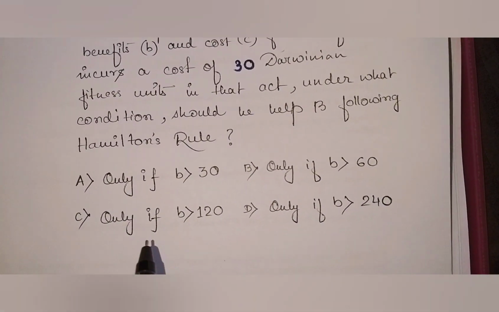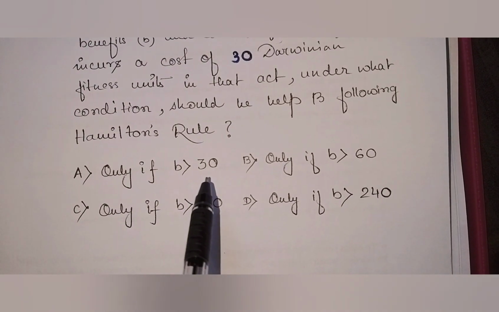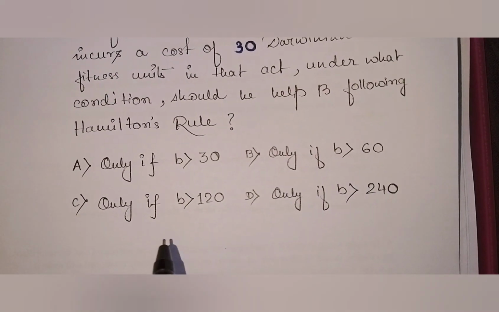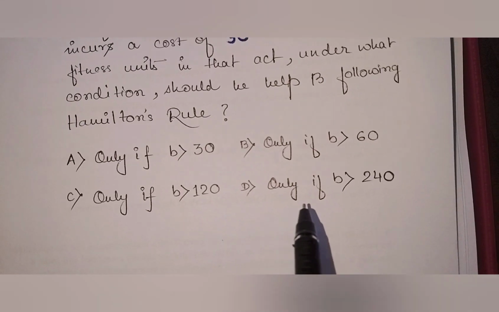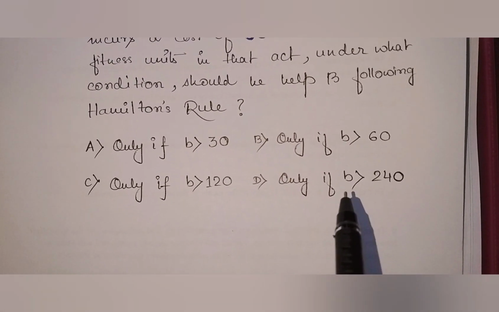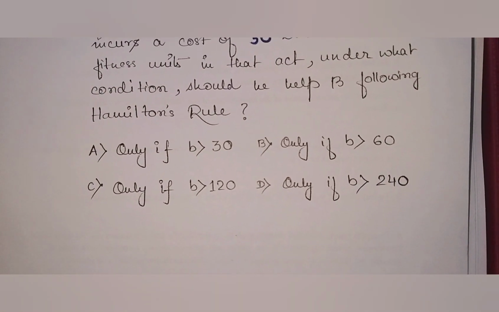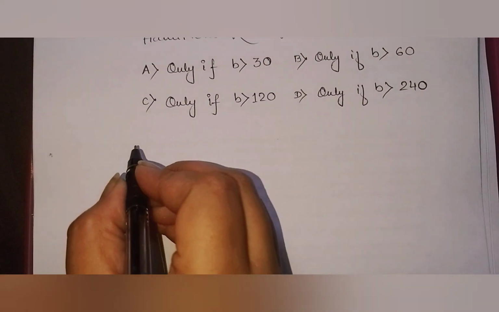Few conditions are given here. Only if B is greater than 30, B is greater than 60, B is greater than 120, B is greater than 240. Right? Now we will solve it.